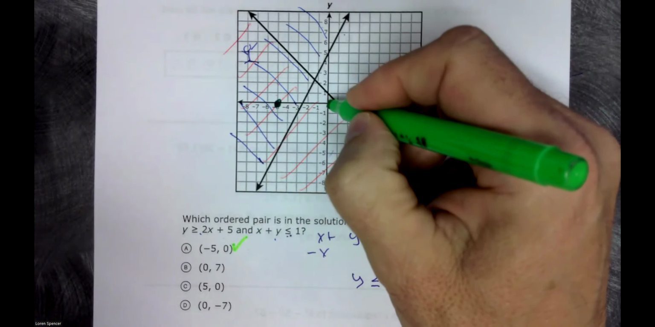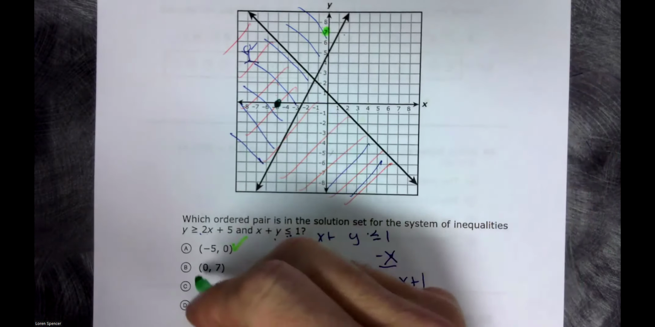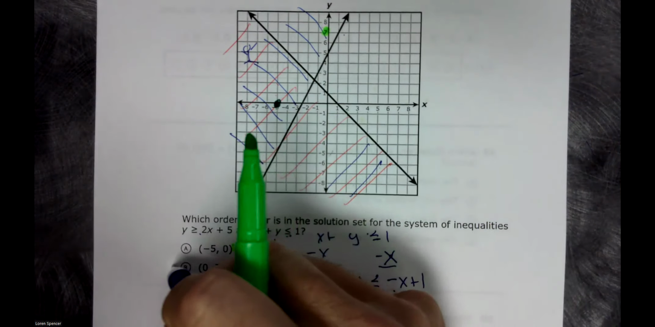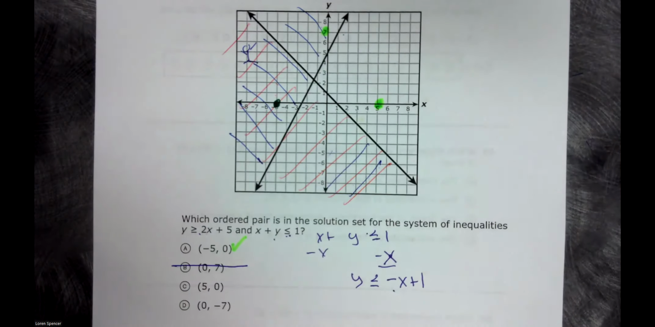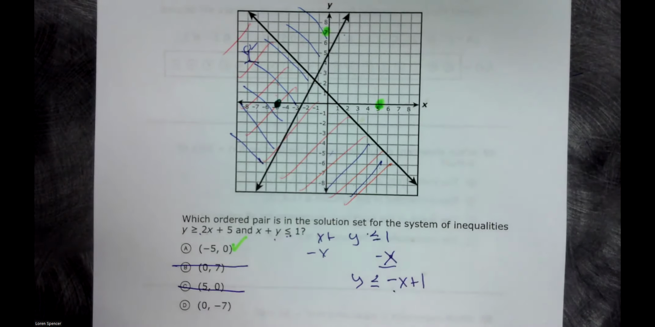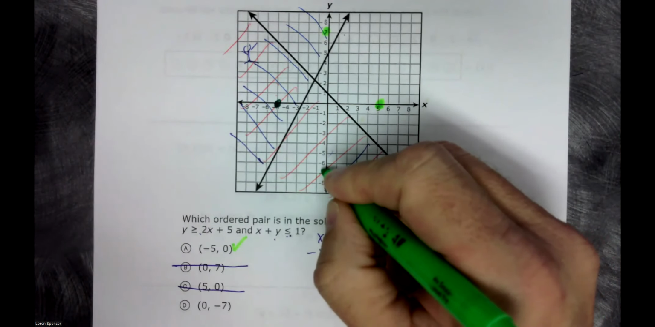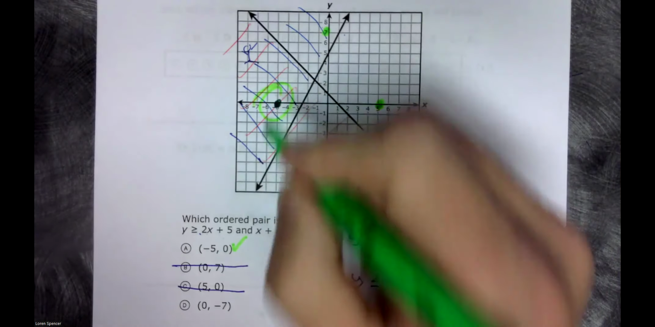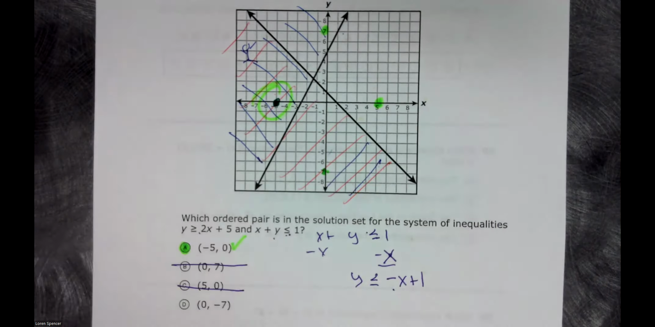We go to 0 and 7. It's like, no, it's only in one shading. So that's not it. Can't be that one. We go to 5 and 0. That's in the unshaded part. So it can't be that. And then I go to 0, -7, and this part's only shaded one color, so it can't be this. So the only one it can be is this one right here. So the answer choice to 47 is A.